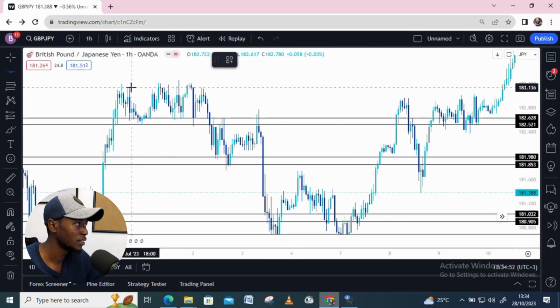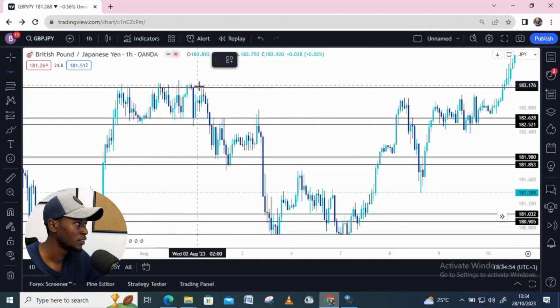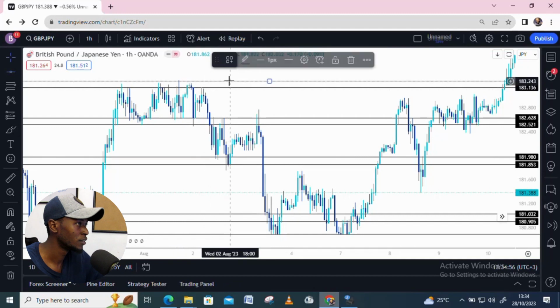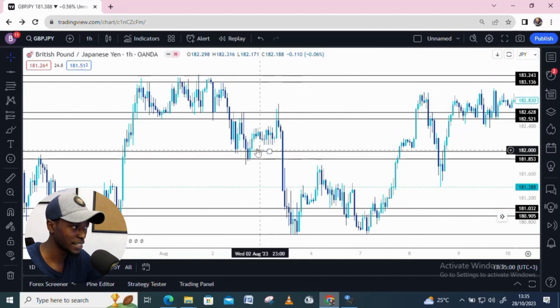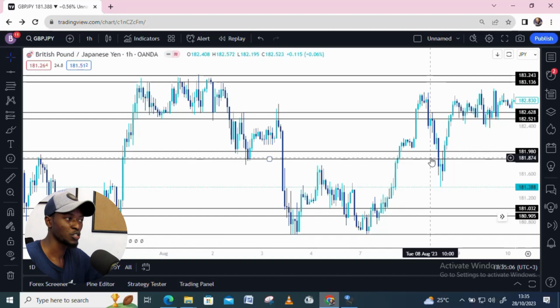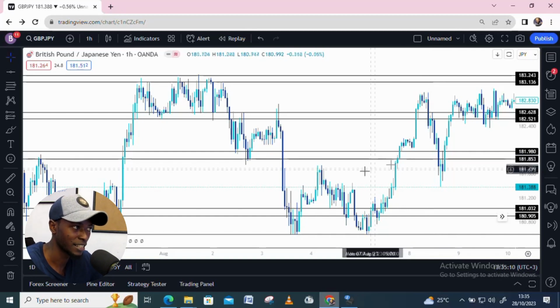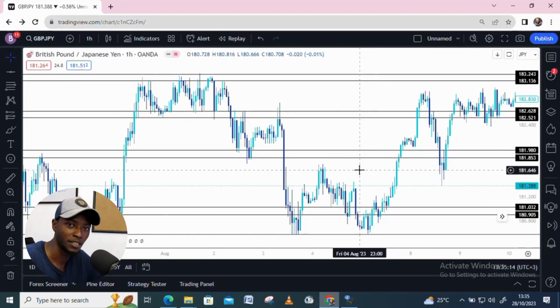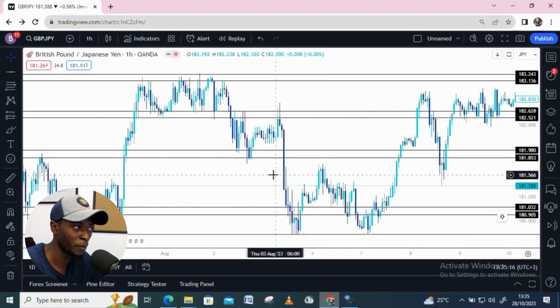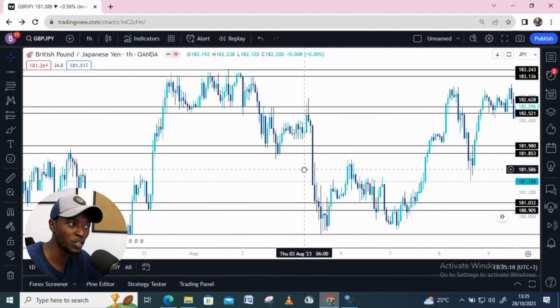More up here. As you can see, price is finding support here, finding resistance, finding support. So in simple terms, we can define support and resistance as the backbone of the market, because the market always finds structure on those points.